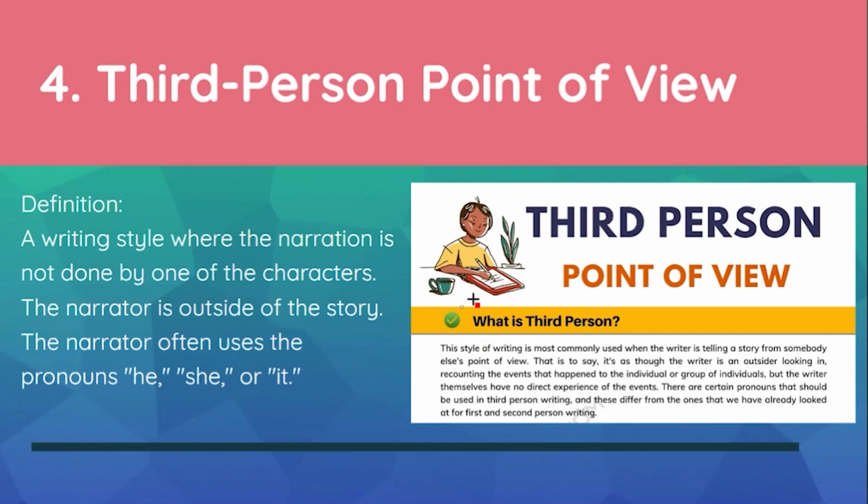On our graphic on the side, it says, what is third person? This style of writing is most commonly used when the writer is telling a story from somebody else's point of view. That is to say, it's as though the writer is an outsider looking in, recounting the events that happened to the individual or group of individuals, but the writer themselves did not actually experience those events. Let's move on to term number 5.